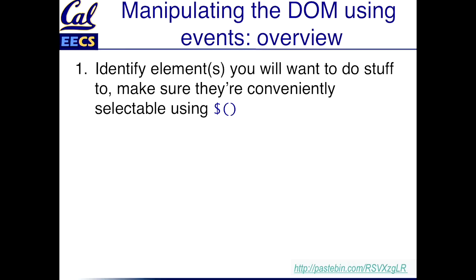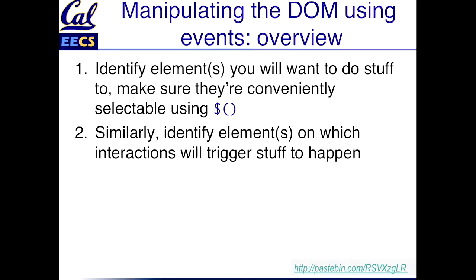So here's the general game plan for manipulating the DOM with events. First of all, you identify the elements that you will want to do stuff to in response to the events and make sure that they're conveniently selectable. We talked last time about how one of the nice jQuery powers is this polymorphic operator, $, which you can pass any CSS selector to and get back the elements matching that selector. So if you know which elements you're going to want to operate on, make sure that they're easily selectable with IDs or classes, and the elements that are going to trigger the interactions, likewise, make sure you can identify them.